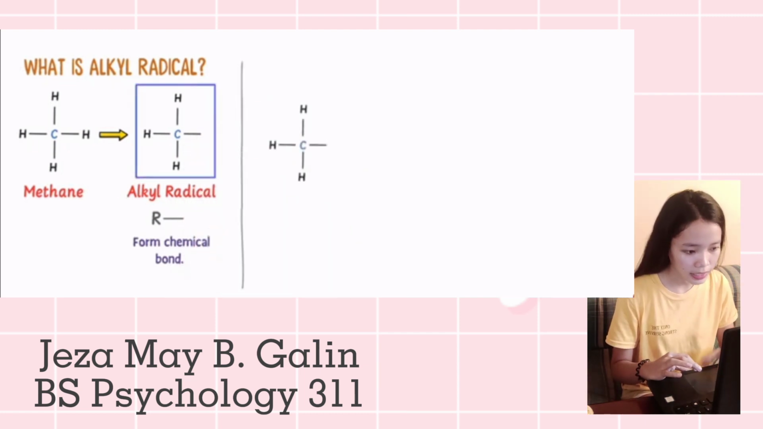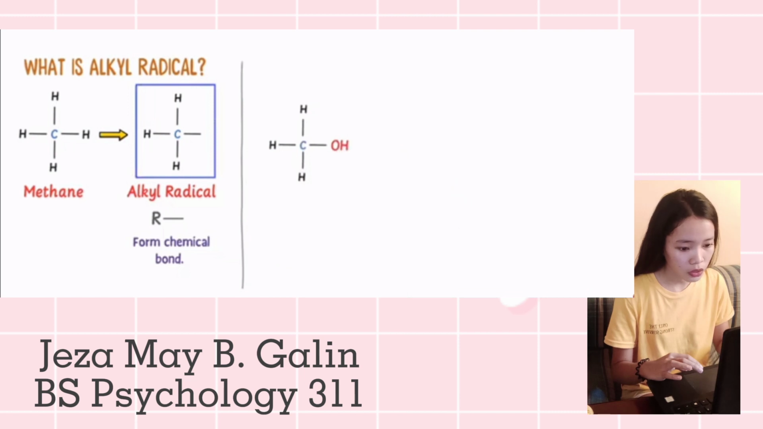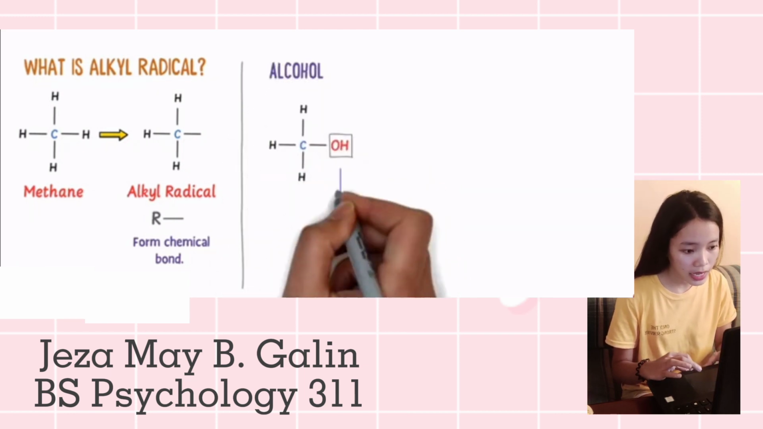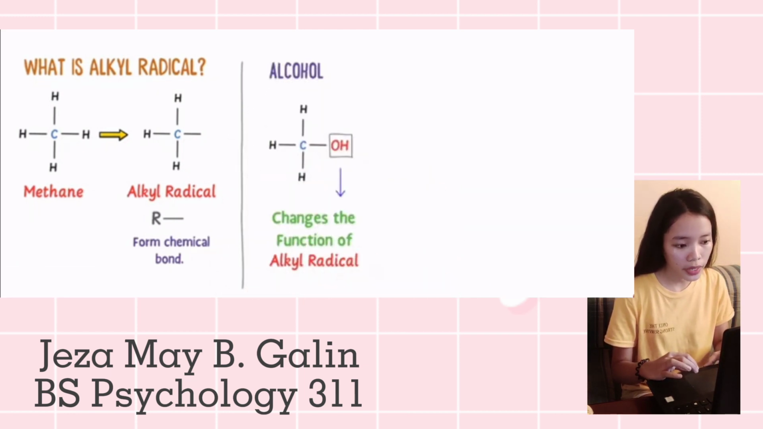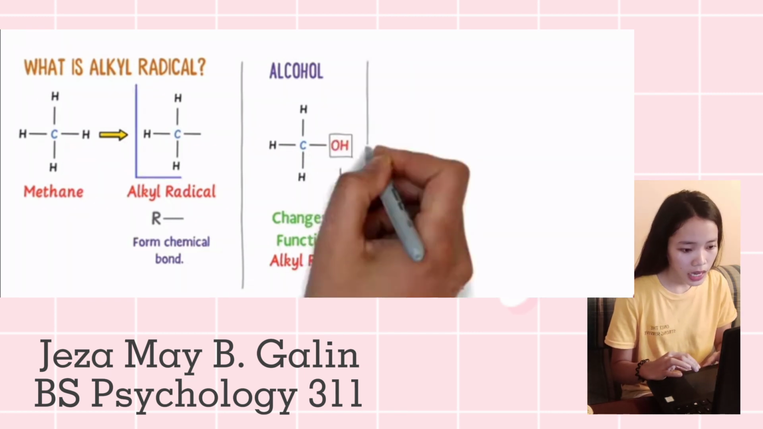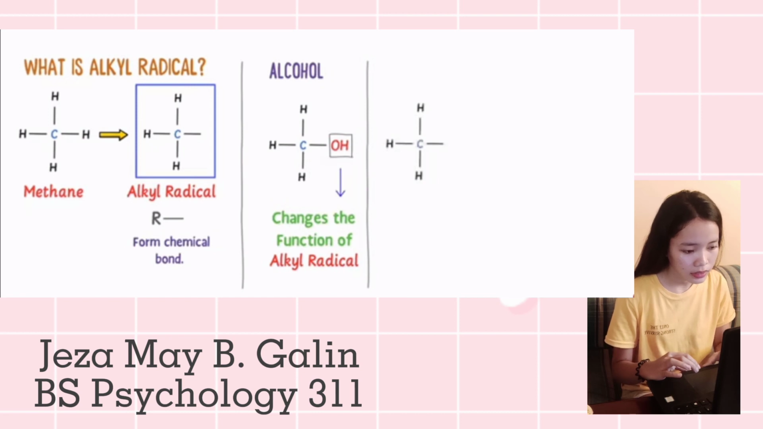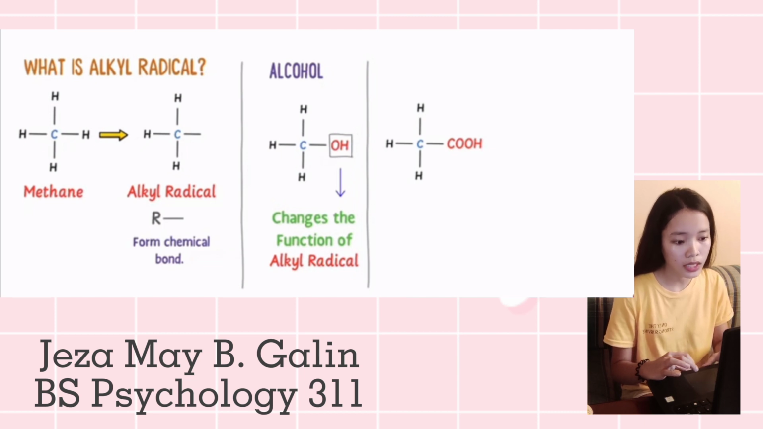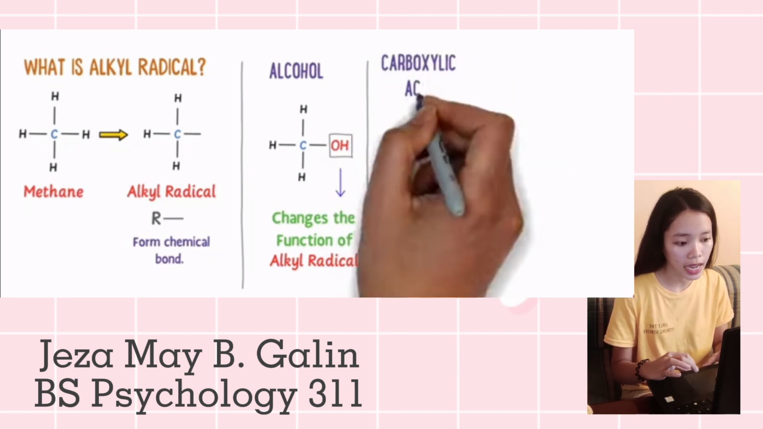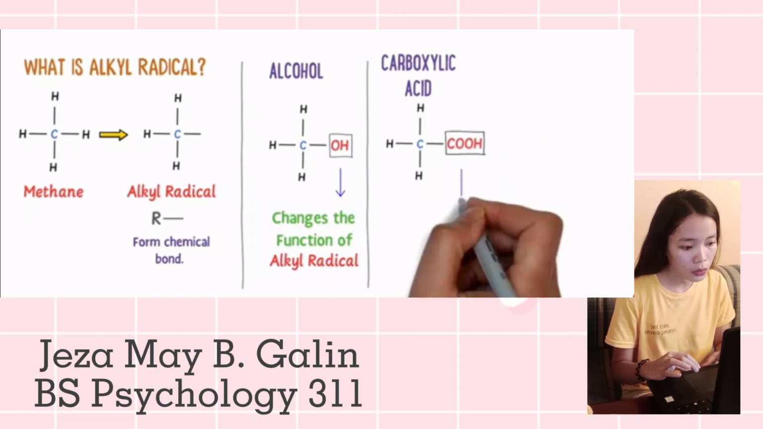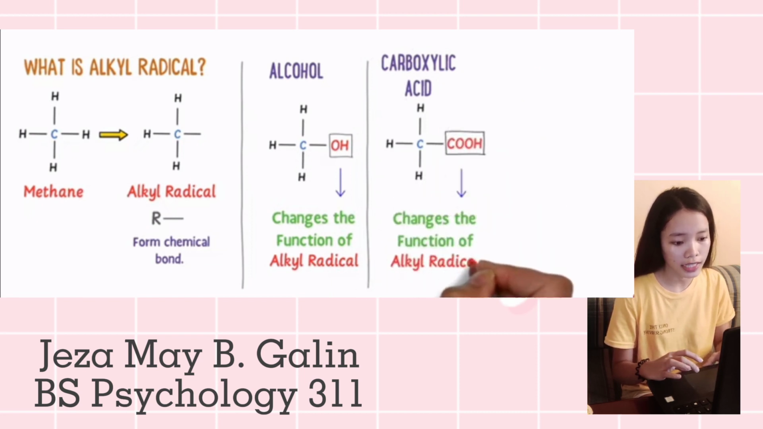I will take this alkyl radical. I will put OH on the alkyl radical and it gives something new. This means I made alcohol. So OH changes the function of the alkyl radical. Then I will take this alkyl radical again. This time I add COOH to this alkyl radical. And again, it gives something new and I get carboxylic acid. So, COOH changes the function of the alkyl radical.